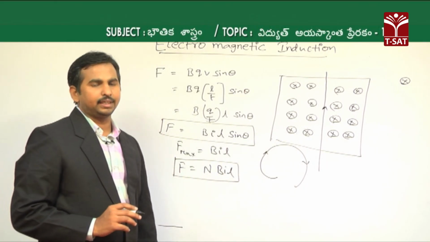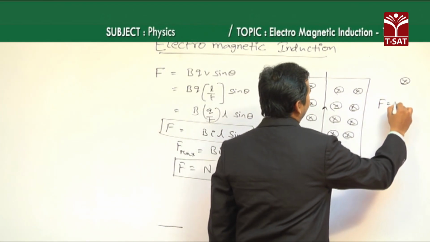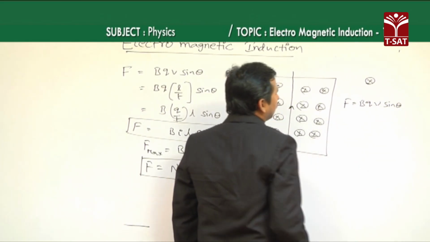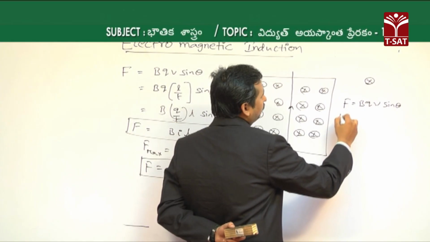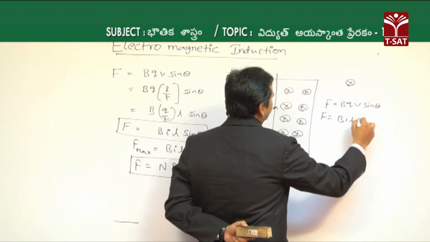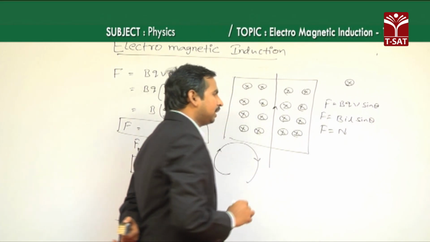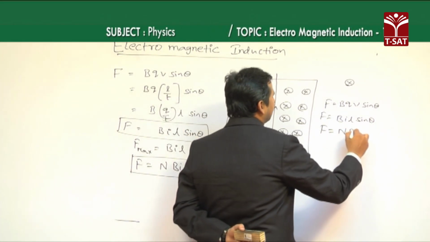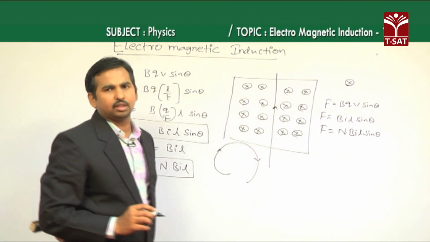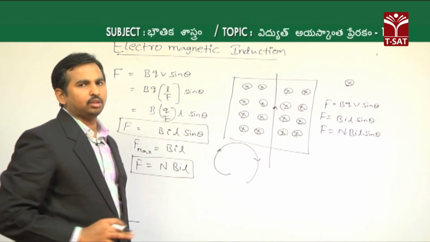So finally we got three different formulas here. For the case of only a charge, F is equal to BQV sin theta, which is the general case. After that, for a current carrying wire, we get BIL sin theta. And if we take a number of turns, like a circular coil, then F is equal to N into BIL. The force is maximum when theta is 90 degrees. Okay. Till now we have seen how to get the force.